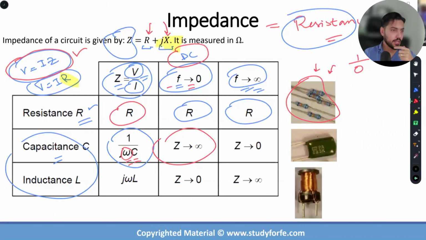I have multiple lectures on this particular topic as to how the capacitor acts as an open circuit for DC, but during transient state, it starts charging and discharging, okay? And when you keep on increasing the frequency, the impedance actually goes down to 0. It becomes a short.